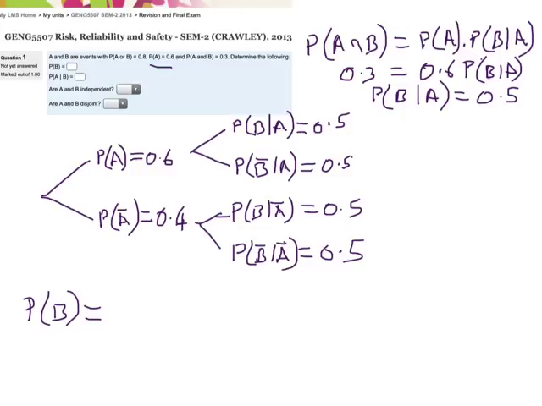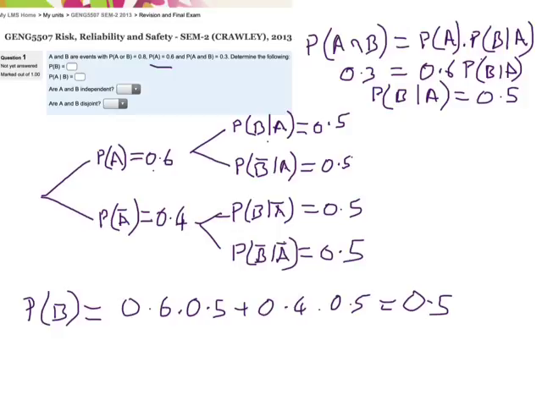So it equals 0.6 multiplied by 0.5. So that's 0.6 here, the probability of A times the probability of B given A, and the probability of not A, 0.4 multiplied by 0.5. That's going to give us 0.6 times 0.5 plus 0.4 times 0.5 equals 0.5. Getting a lot of 0.5 answers here. Hopefully that's a correct answer.